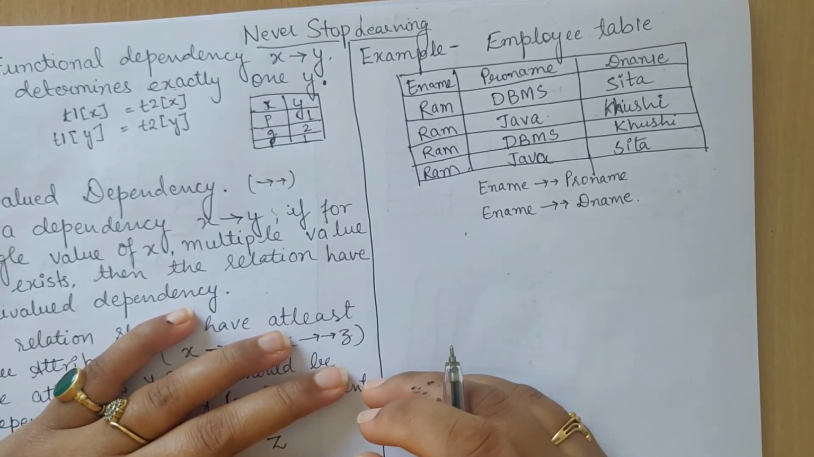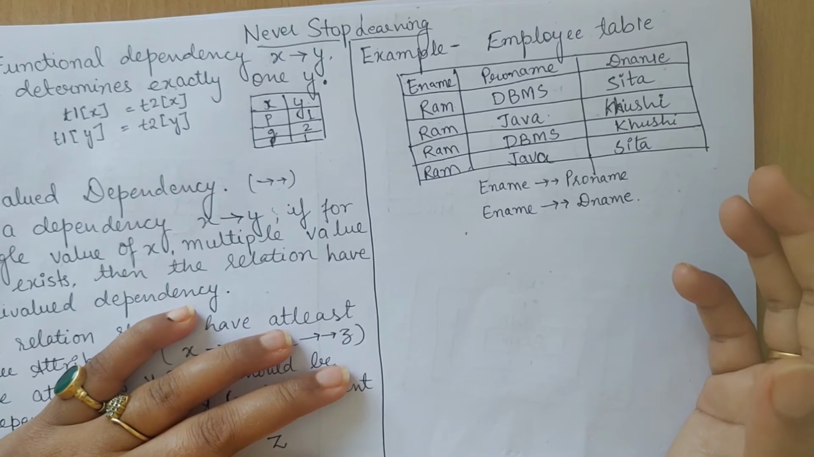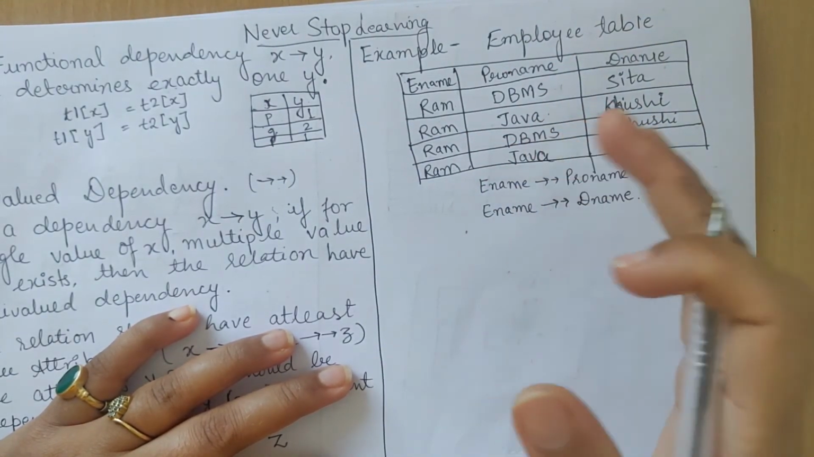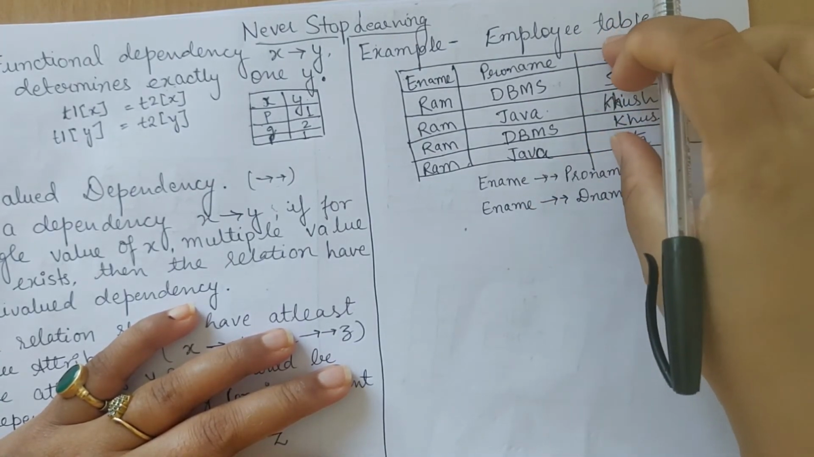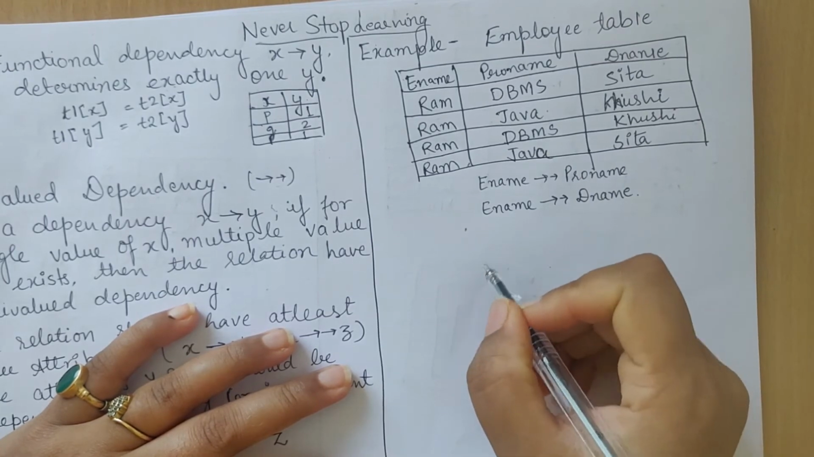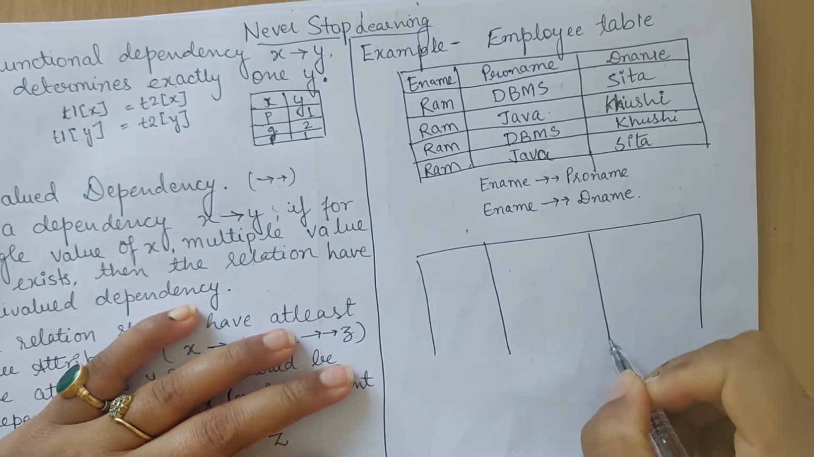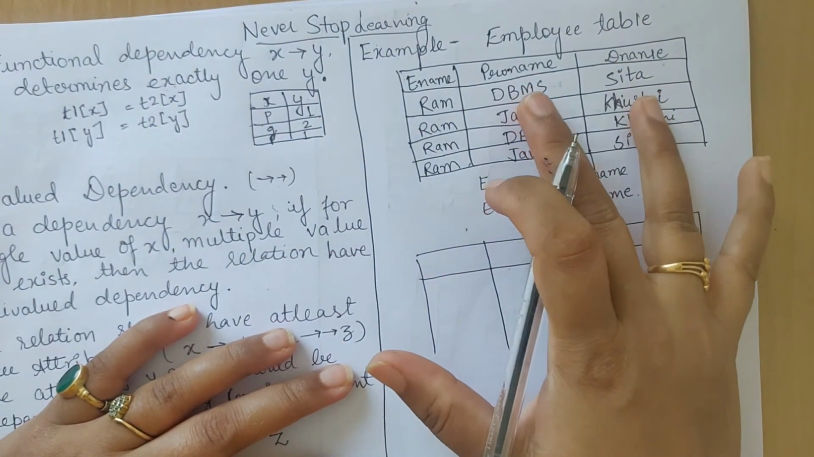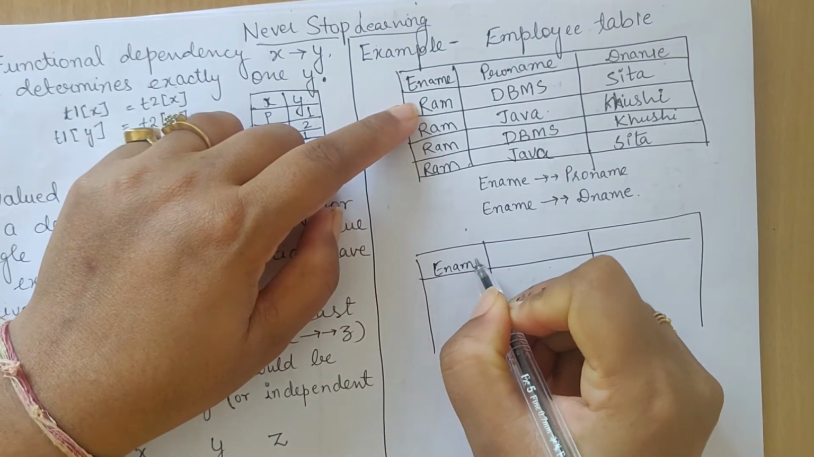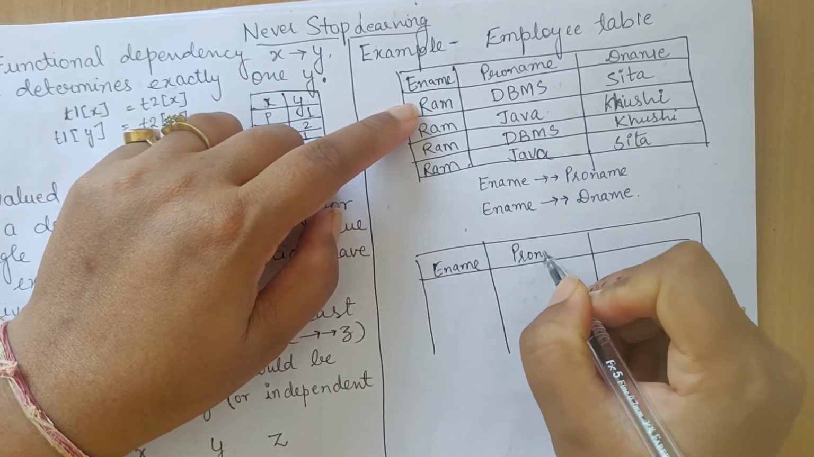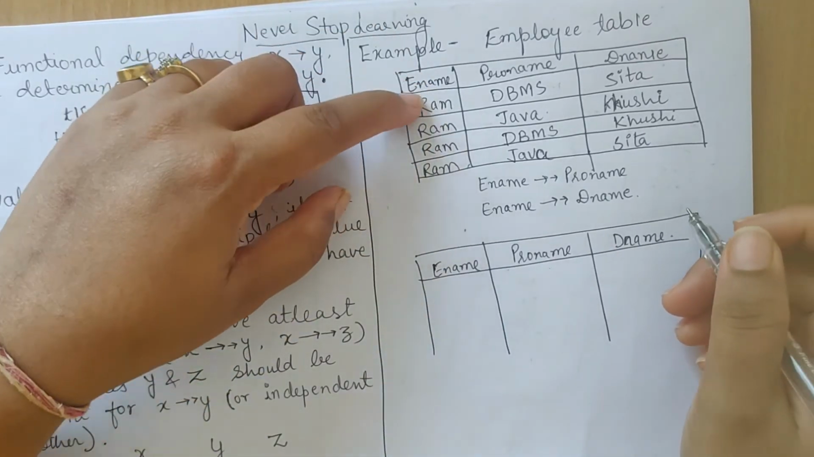Fine. Now let us suppose because of some reason I want to join this table to itself, or I want to join this table to another table. So what will happen if I do a cross product of this table with itself? If I do a self join, let us suppose. What will happen in the cross product? Because there is no relation between these 2 tuples, how will this tuple Ram come? E name, project name and D name.